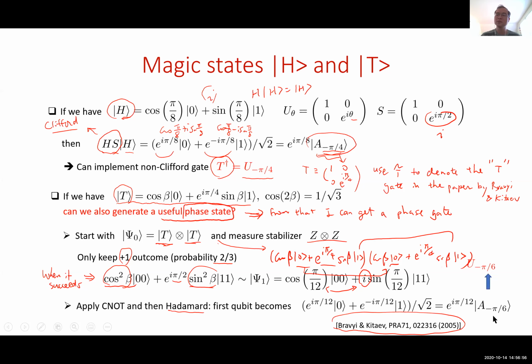Okay, so this is also going to give us a useful phase gate, and this is also non-Clifford. Okay, so just to remind you, the phase state with minus pi over 4 is non-Clifford. Okay, just to remind you of the Clifford gates.